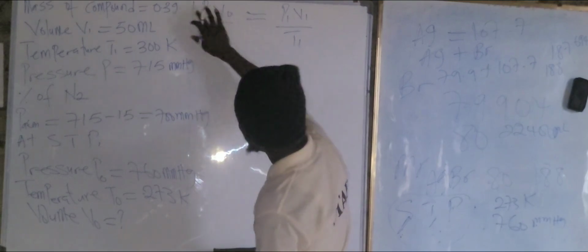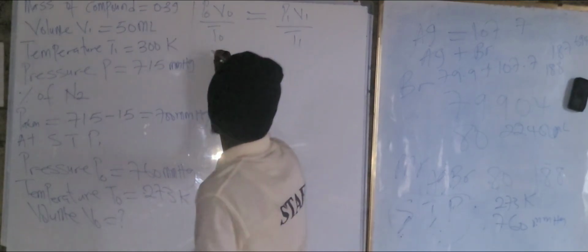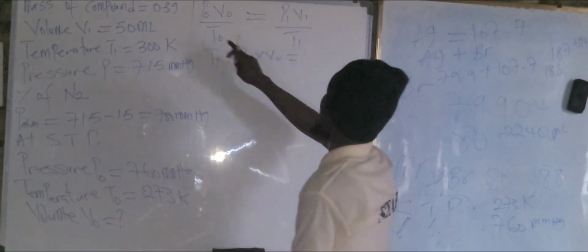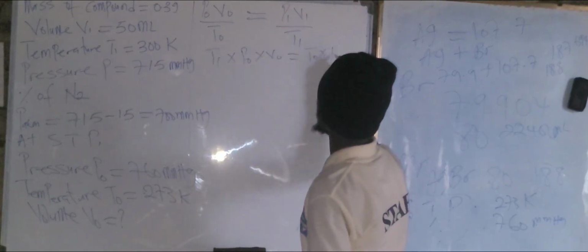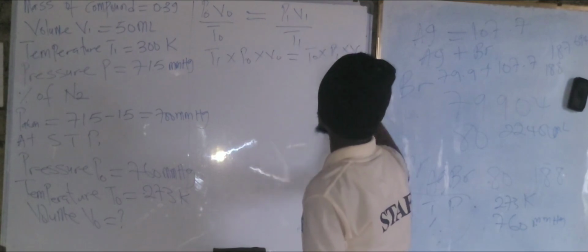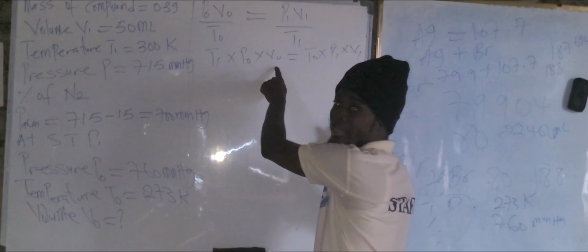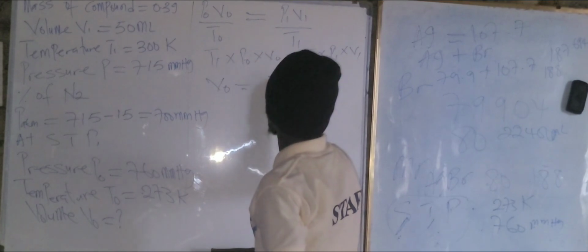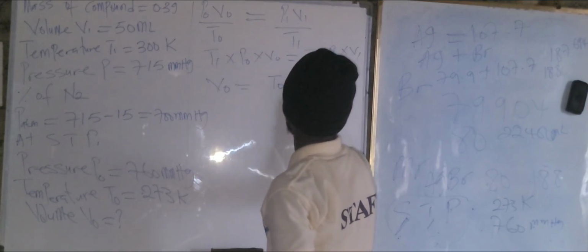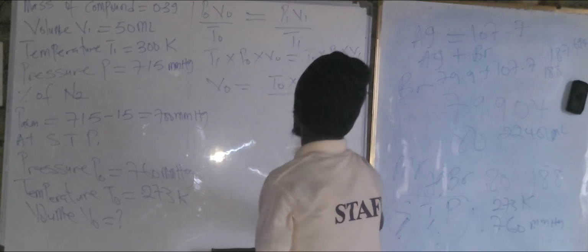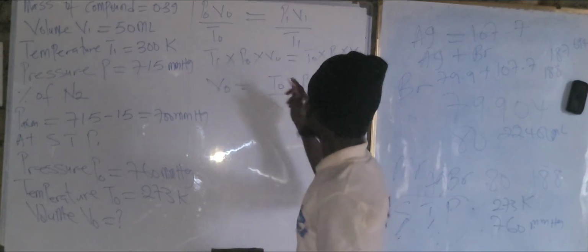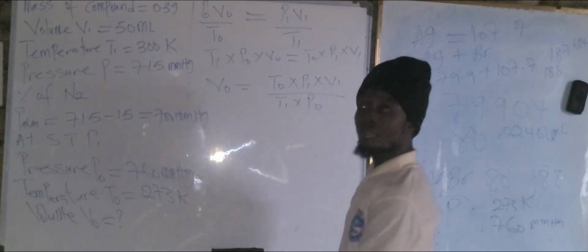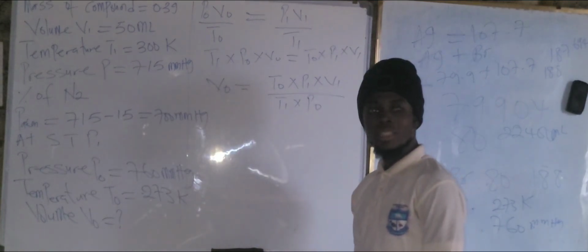Yes, sir. Multiply the guy and the guy. That is T1 multiplied by P0 times V0 equal to T0 multiplied by P1 times V1. But the guy we want to find is V0. So V0 here is now equal to T0 multiplied by P1 multiplied by V1, all upon T1 times P0. Go to the question and substitute the values now. Are we getting the concept here? Simple and straightforward, right?